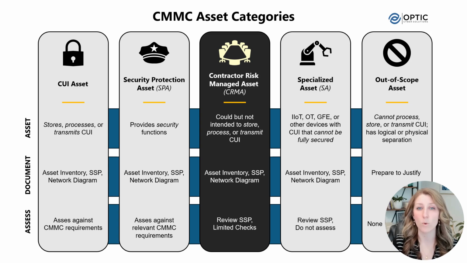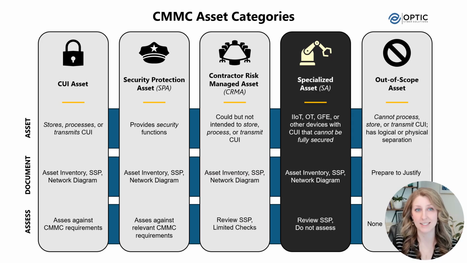So this could be things like workstations used by team members who aren't supposed to handle CUI or don't handle CUI, or it could even be an HR system that doesn't access or store CUI. So these assets are managed at the contractor's discretion and support the organization in achieving business goals. However, based on their proximity to CUI, they have a higher chance of accidentally having access to it. And so we need to manage them as contractor risk managed assets.